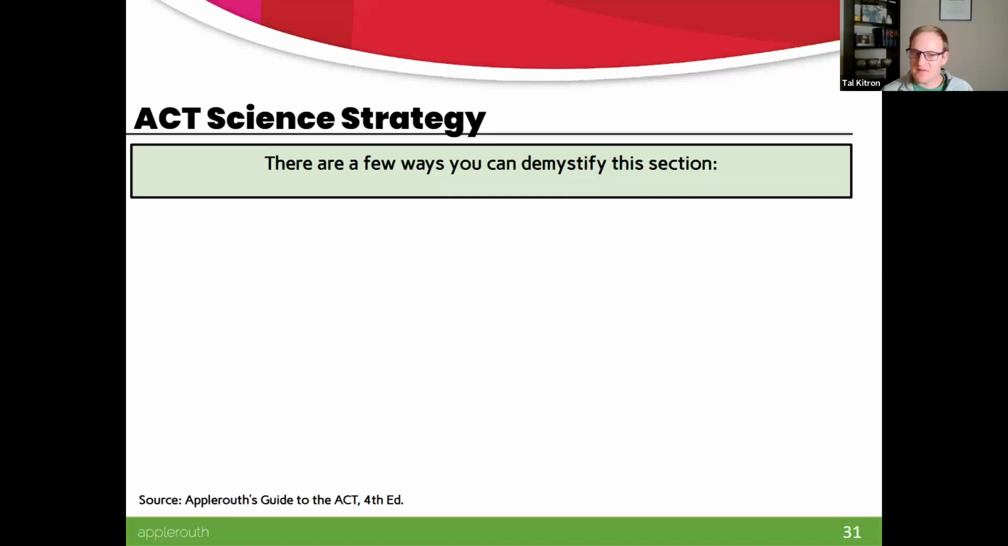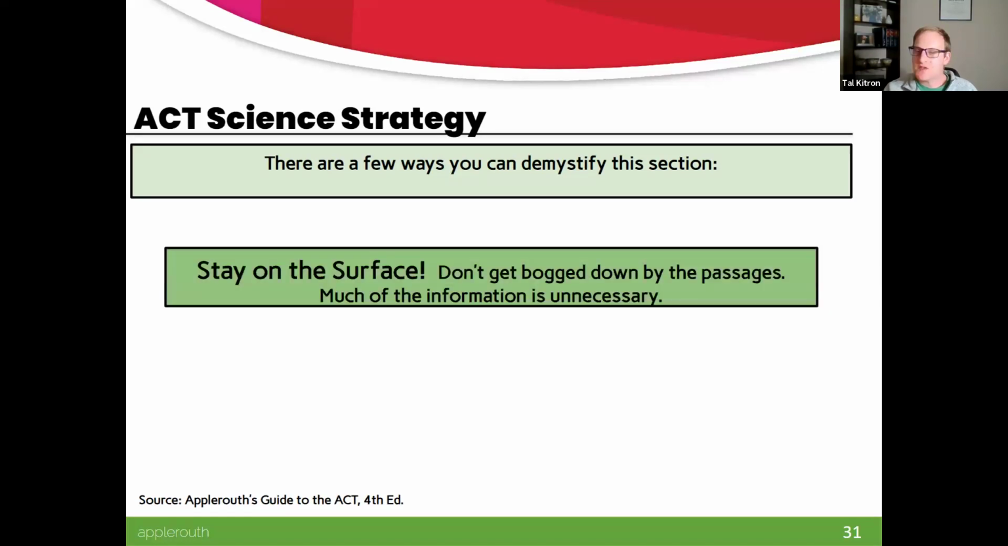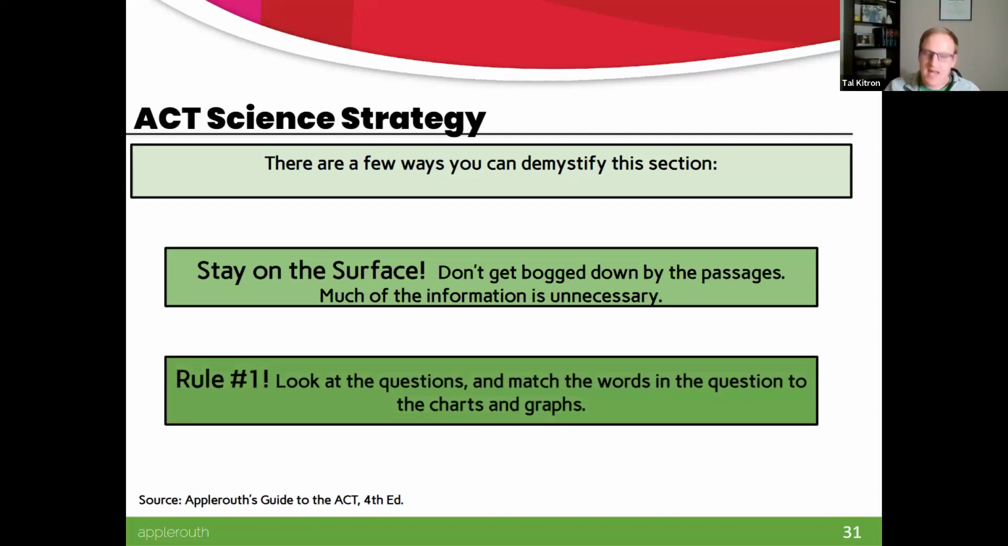So how can we demystify the science section? Number one is don't call it science, call it graphs, but stay on the surface, right? On 5 of the 6 passage types, we will actually skip straight to the graphs. A lot of the information is completely unnecessary. So we just go question, choices, graphs. I would say look at the questions and the answers, and then match those words in the question and answers to the graphs. If there's no match, you might have to work harder or look for context, but I would say at least 60% of the time, all you need to do is just find it in the graph.